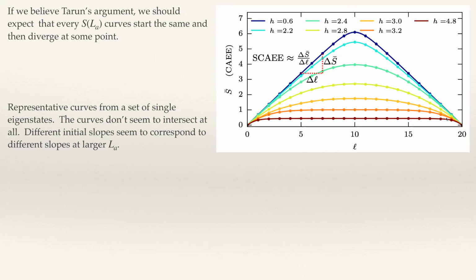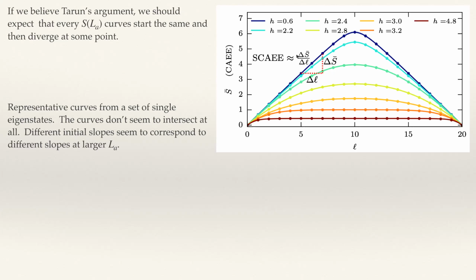And if we believe Tarun's argument, what we should expect is that each of these curves should look the same at small L_A, at small L. And then at large L_A, they should start to diverge. Right? They'll look volume law for a while, and then they'll kill off. And that's not at all what any of this looks like. It looks like here, these are some representative set of curves. The curves don't intersect at all. If I start with different initial slopes, then I have different slopes at larger L_A. And so something is not right about this general argument.